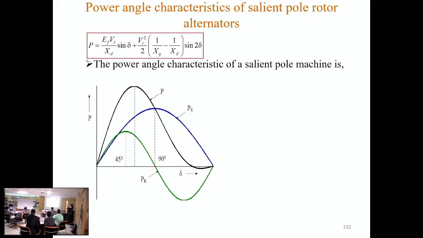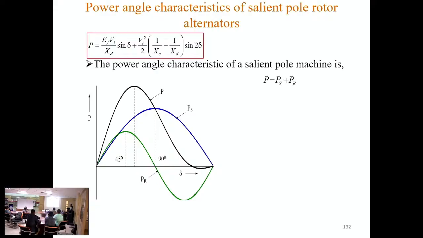Now this one, PS, is equivalent to the power of a cylindrical rotor machine, where XD will be equal to XS only. That is called synchronizing power. And you can see this one is independent of EF. It depends on Vt only, Vt and delta and the other reactances. And that is called reluctance power.